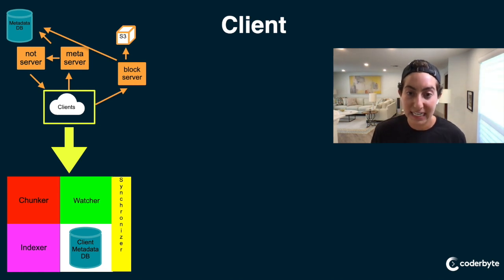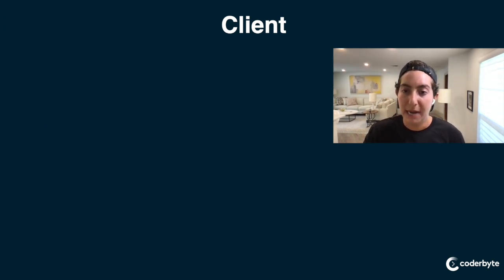There's the client metadata database, which is basically similar to the remote metadata database. These are the things that are keeping track of the files. They kind of mirror each other, all of the information about the files and the chunks and how they relate to each other. And then there's the synchronizer, the thing that actually takes what you have locally and syncs it with whatever is on the remote machine. So let's talk about each of these components in depth.